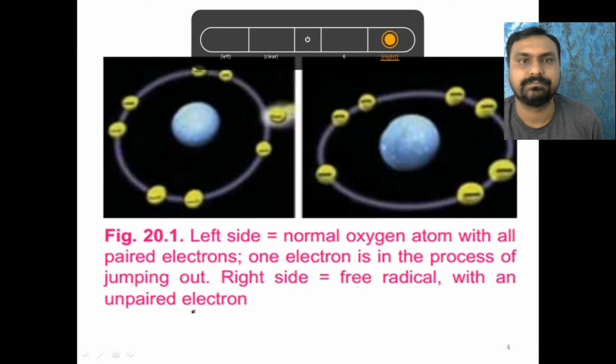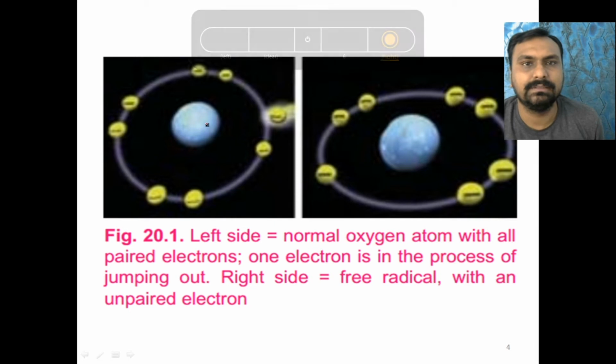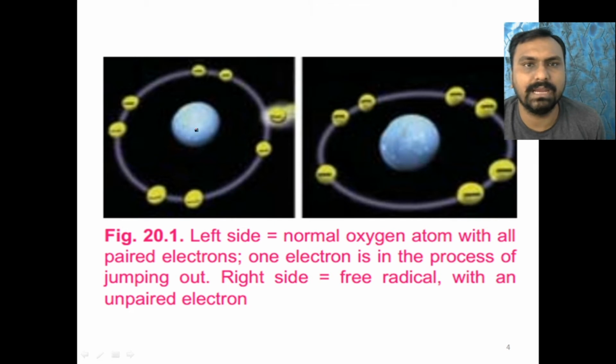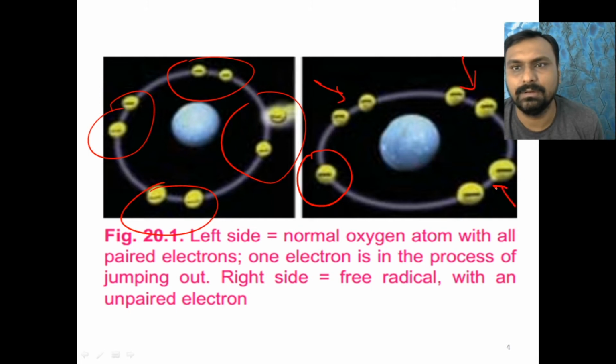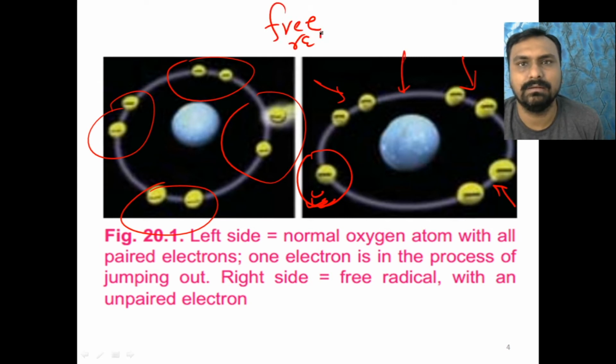You can see here a diagram of oxygen which has paired electrons. These are the paired electrons, and here you can see one is about to go out. Once it goes out, it is single. All of these are paired electrons, but this one is an unpaired, single electron. So this molecule you can call a free radical.